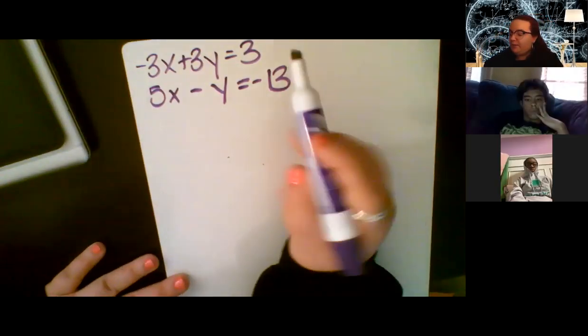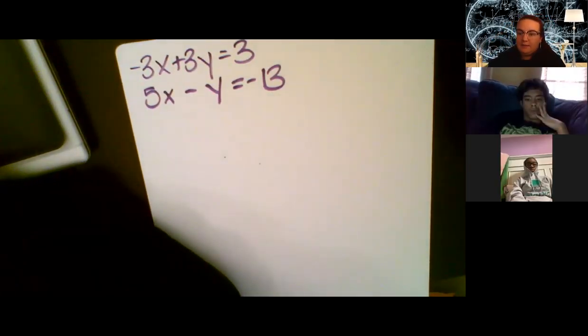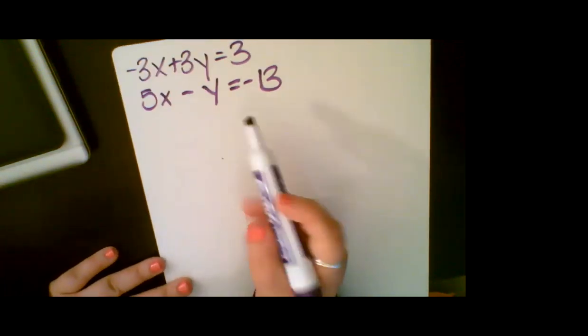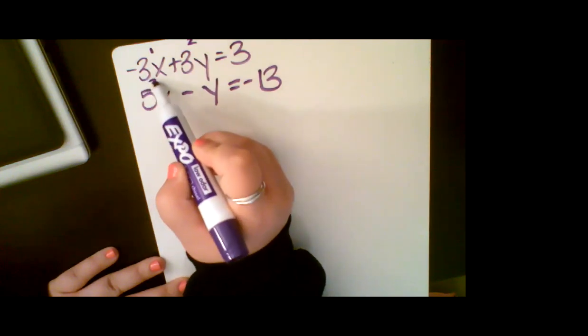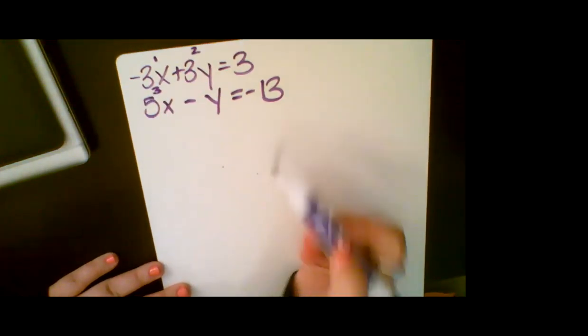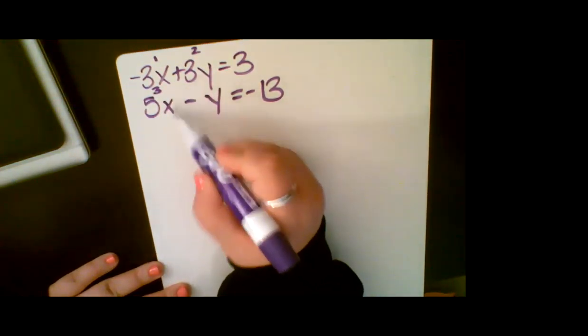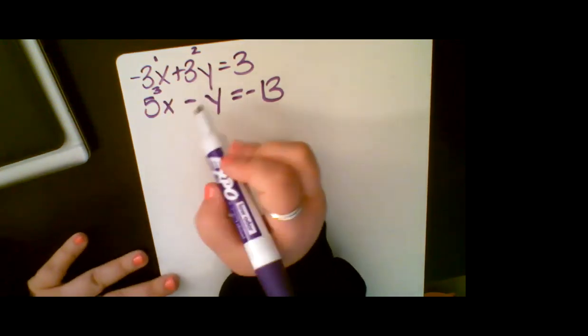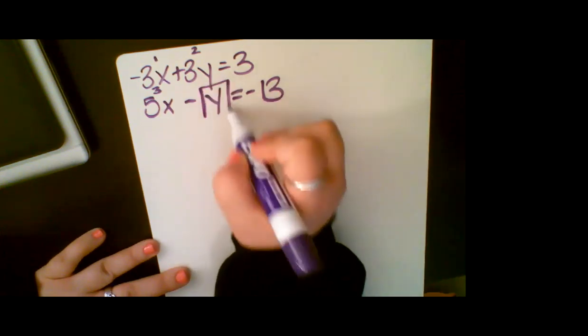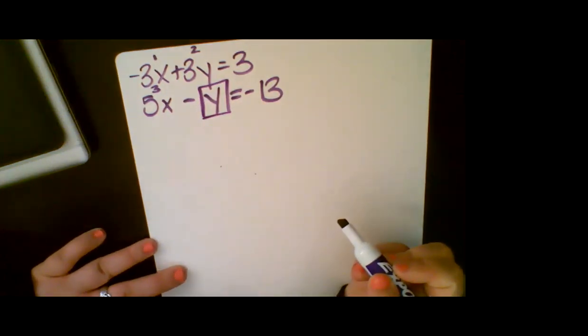So looking at this problem, we do not already have a variable isolated. We have to isolate a variable. All these three right here, this one, and this one, all have a number in front of them. This y right here is the only one that has a non-number in front of it. It has an invisible one. So this equation and this variable specifically is the one that we're going to want to isolate.